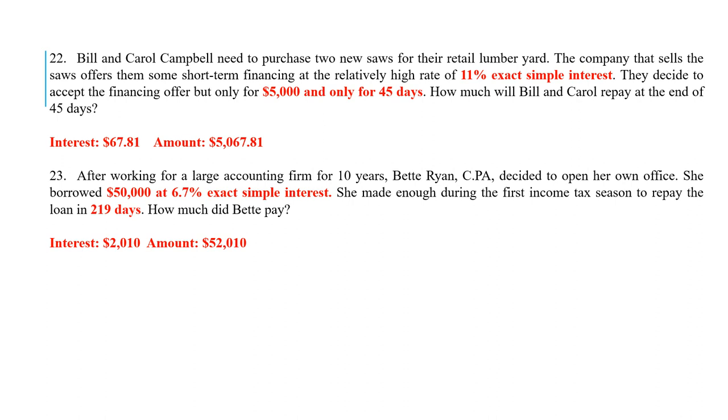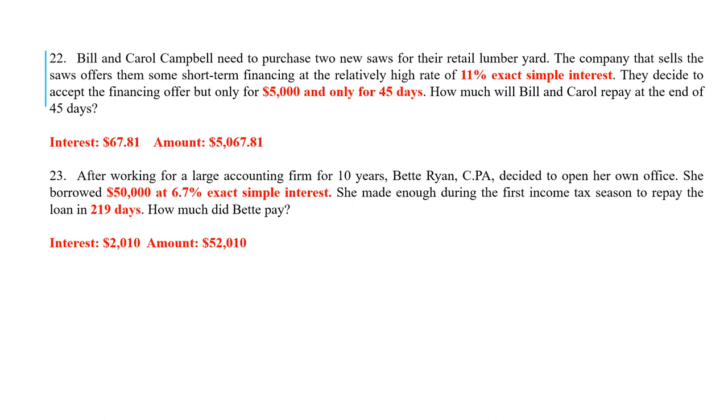All right. She borrowed 50,000 at 6.7% exact simple interest, 219 days. I've highlighted all the important parts. So 50,000 times 6.7% times 219 over 365. You will get your interest, which is 2,010. Total amount payable, you add it up, you'll get 52,010.